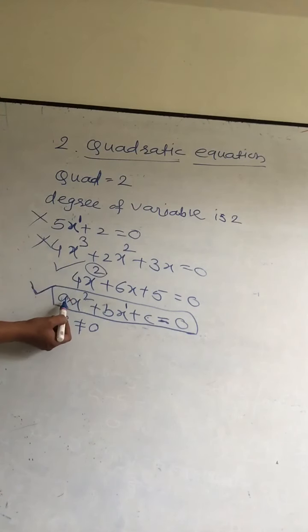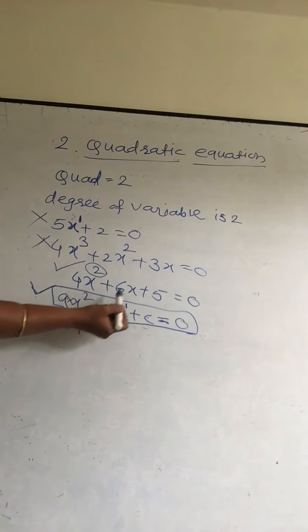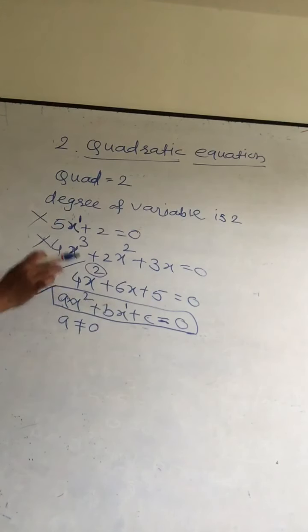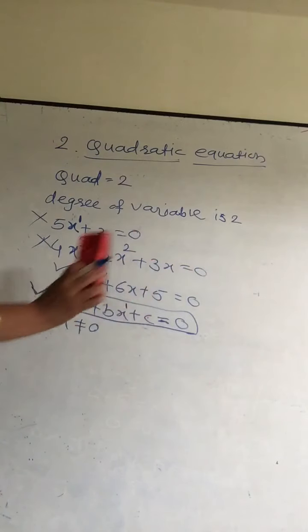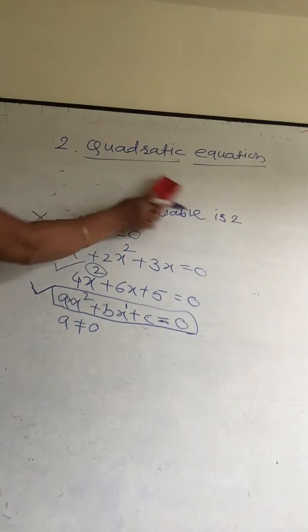We have to learn it by heart. Why? Because the problems on this quadratic equation depend on value of a, b, c. Therefore, we know that the standard form of the quadratic equation is ax square plus bx plus c is equal to 0. Okay.